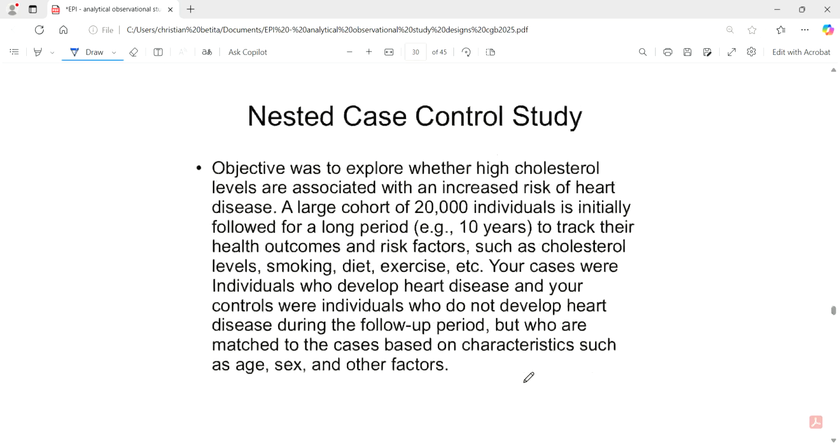So an example of a nested case control study, the objective was to explore whether high cholesterol levels are associated with an increased risk of heart disease. A large cohort of 20,000 individuals is initially followed for a long period of 10 years to track their health outcomes and risk factors. Your cases were individuals who developed heart disease, and your controls were individuals who did not develop heart disease during the follow-up period, but were matched to the cases based on characteristics such as age, sex, and other factors. And your exposure is your high cholesterol levels. So you start out with a cohort, you see if they develop the disease of interest, and you look back if they had the exposure.